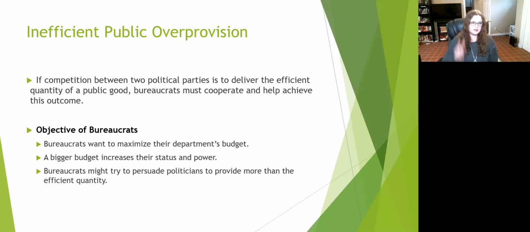So inefficiencies can come in two forms. One is the idea of overproduction. We're making too much of something, more than what society wants. And then we have underproduction. We're actually not producing as much as what people want. First, let's talk about inefficient public overprovision. So this is when the government or a public entity provides too much of something.